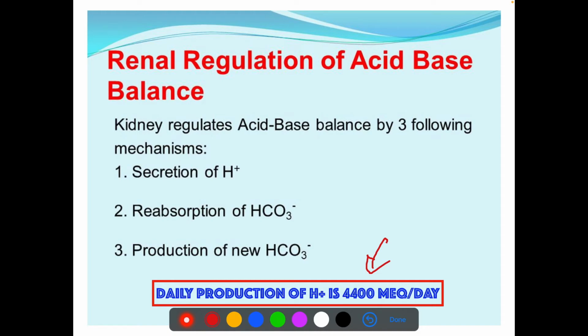So that way also the kidney helps in acid base balance because it will secrete H plus. So that way acid is secreted, and it will reabsorb bicarbonate. So that way alkali in our body will increase, and also the kidney produces new bicarbonate. So that way also it will help to increase the bicarbonate level.